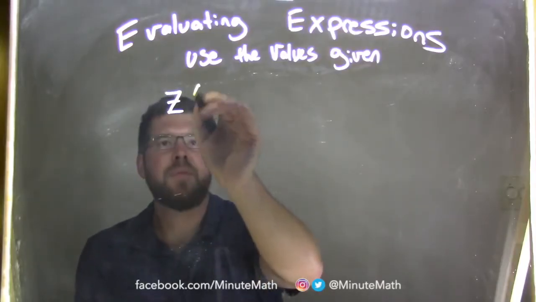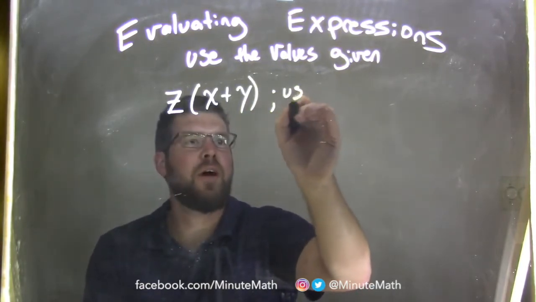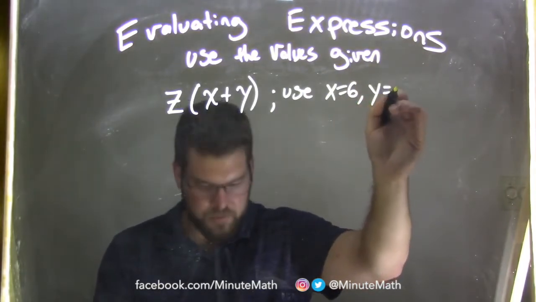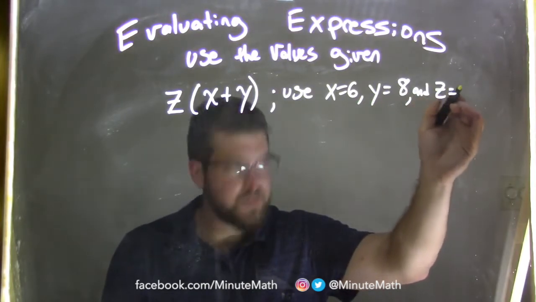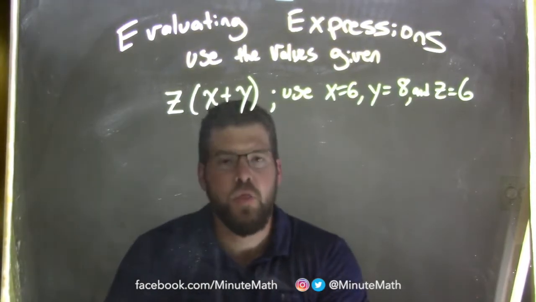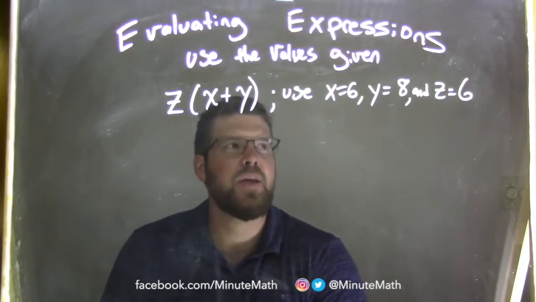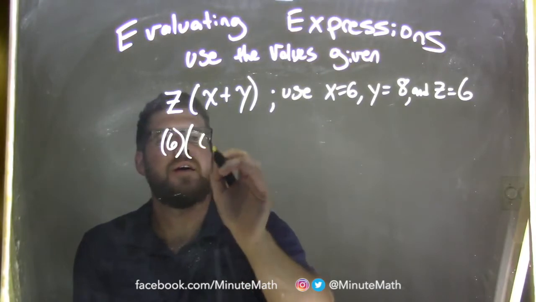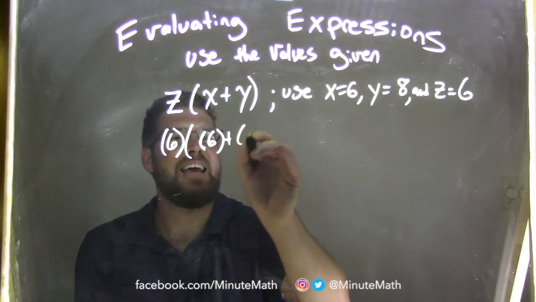Z times x plus y. And I need to use the variables x equals 6, y equals 8, and z equals 6. Okay? So z and x are both 6, y is 8. Three variables this time, so again, same thing as before, same steps. We substitute in. So z is 6, put parentheses around it, 6. X comes out to be 6 as well, and plus y, which is 8.